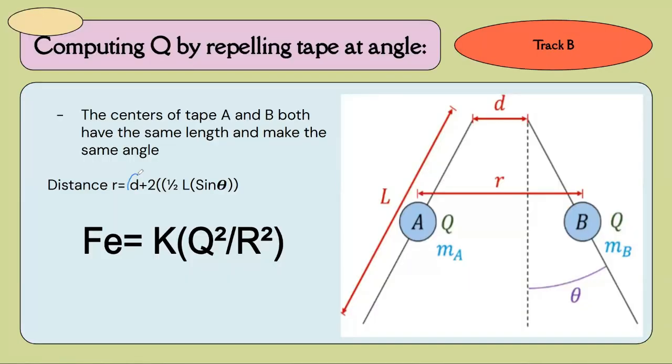Right here, R is equal to D, which is D right here, plus 2 times 1/2 L sine theta. This is because both tape A and B make the same angle. 1/2 L is the hypotenuse, and we'll be able to find this length by using sine.